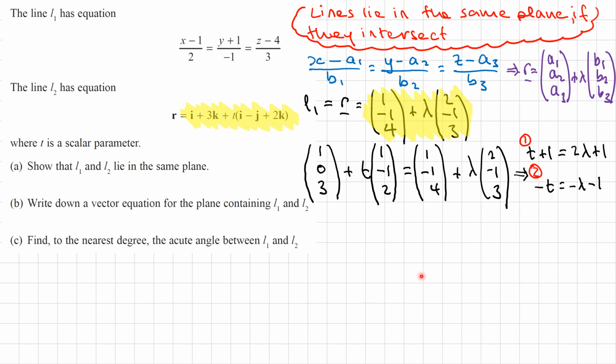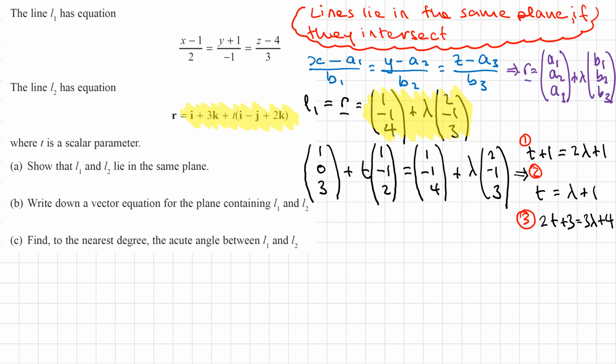Now what I'm going to do is multiply everything by negative 1 here to get rid of the negatives. I don't need to, I could leave it as it is, but I prefer to work with positives. So I should get t is equal to lambda plus 1. Just multiplying everything by negative 1. So write that down. t is equal to lambda plus 1. And then for my third equation from the third row, I will have 2t plus 3 is equal to, on the other side here, 3 lambda plus 4.